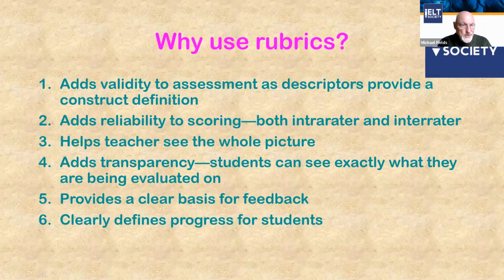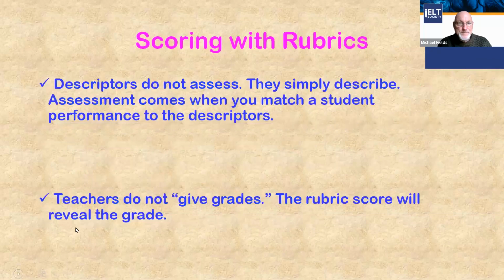All right, let's go ahead. Let's remember that when we score with rubrics, the descriptors themselves are not assessments. The descriptors are just descriptors. They just describe. But the assessment really comes when we match the student performance on a speaking task or on a writing task with the descriptors. So really, it's matching the student performance with the descriptors.